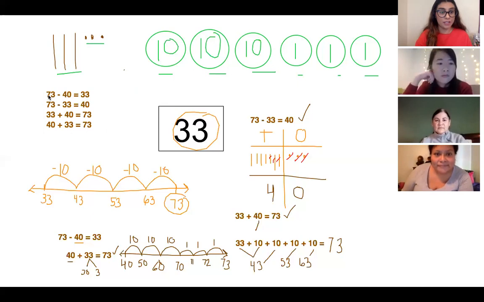So right here in 73 minus 40 equals 33, it's the difference, not the sum, because sum is when we're adding. So in subtraction, we call it the difference. And then here it's the subtrahend, in 73 minus 33 equals 40. And then here it's the addend. And then it's the addend as well here in 40 plus 33.